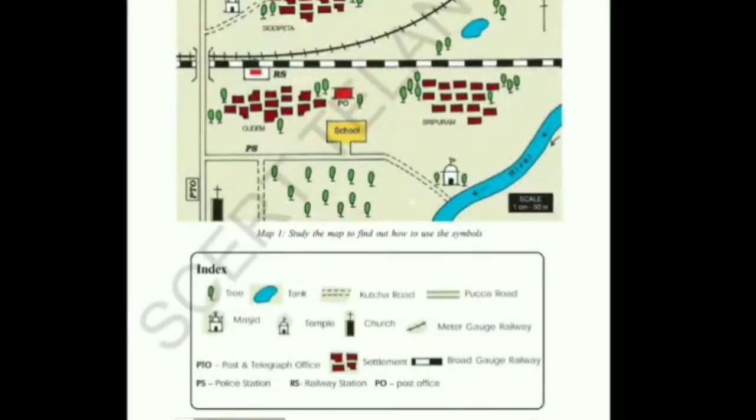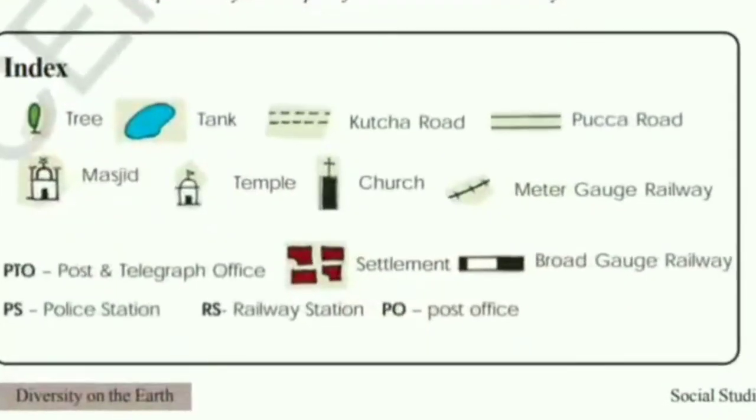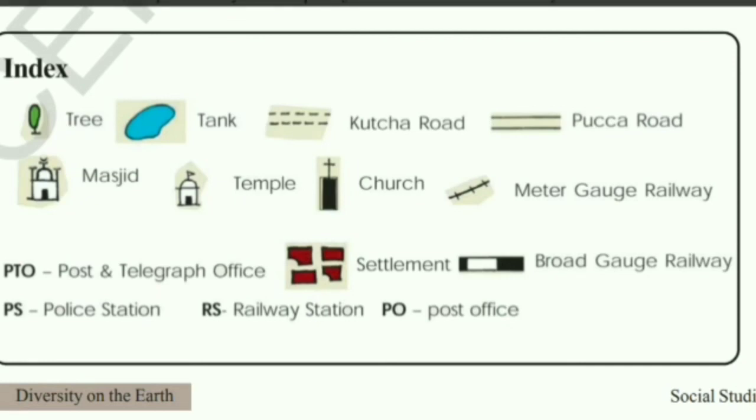Whatever symbols in the map you can see in the index. See here, this image, first image, it is related to tree. It is giving the information tree. The tank, why? Because it is in blue color. The tank is filled with water, right? And this dotted line is called Kacha road, Pakka road, Masjid, temple, church, railway. PTO means Post and Telegraph Office. Settlement, broad gauge railway. PS means police station. RS means railway station. PO means post office.